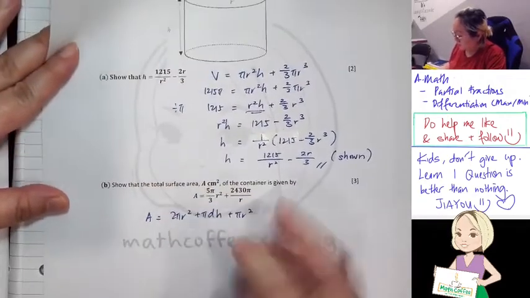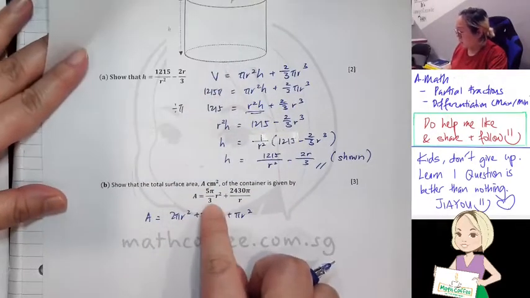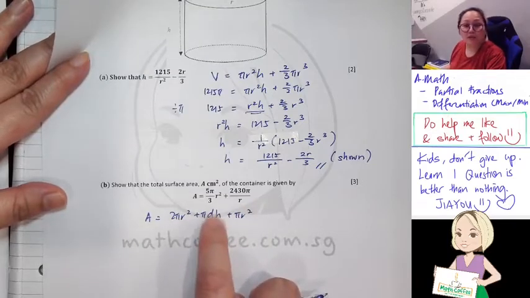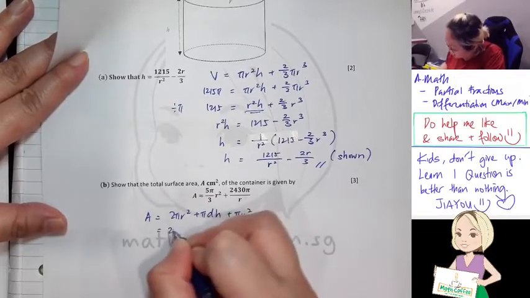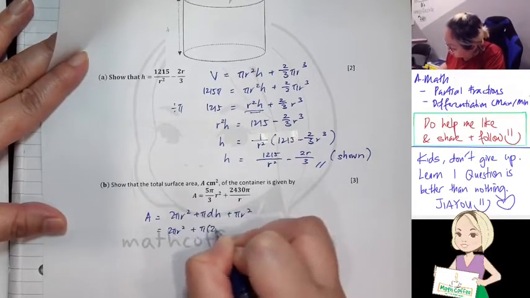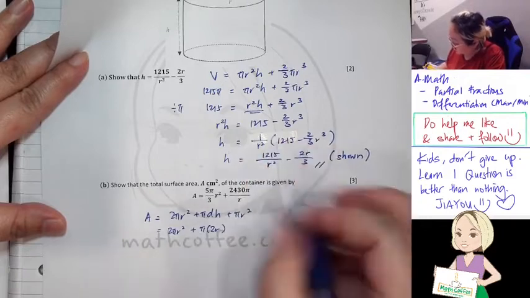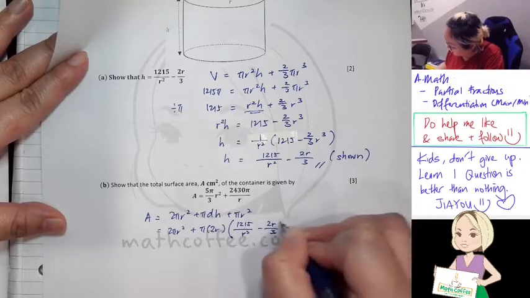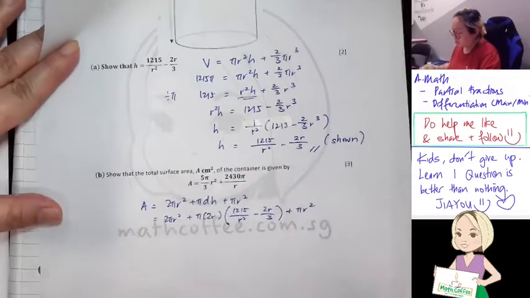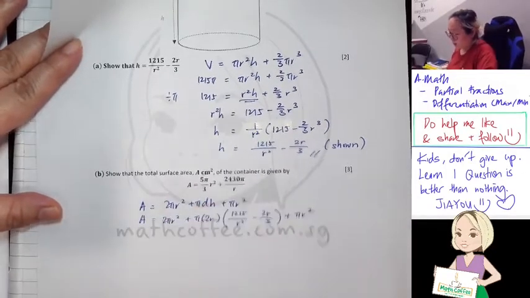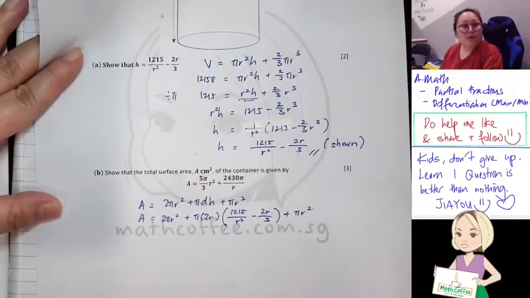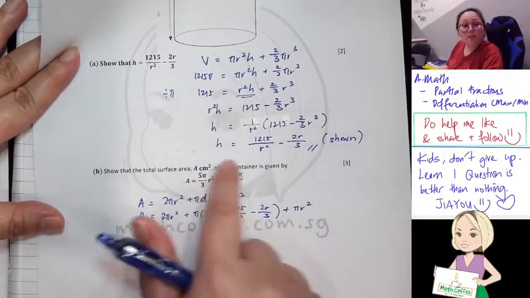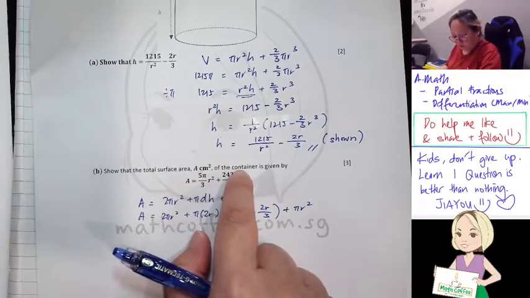Okay, so after that over here, you can see that my A is in terms of R. I want to make my H disappear, but I have a diameter here. So I need to change my diameter to R first. So it will be 2 pi r squared plus pi 2r H. So I'm going to make use of this one already, and put it in: 1215 over r squared minus 2r over 3, plus pi r squared. So you see that now I'm putting A in terms of purely R. So of course I need to massage until it becomes exactly like this one, correct? So let's try.